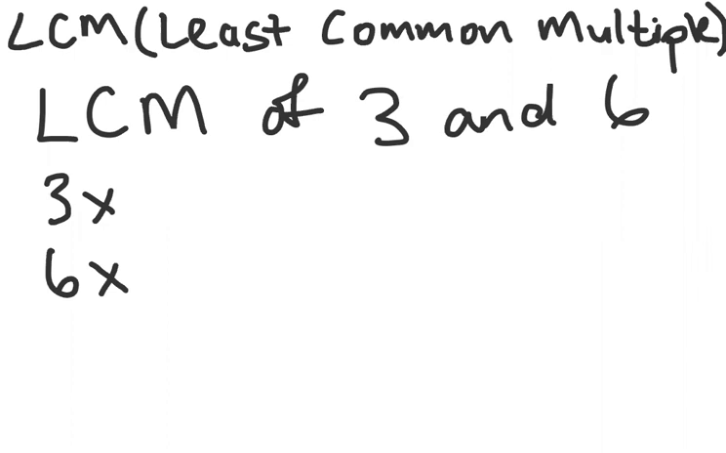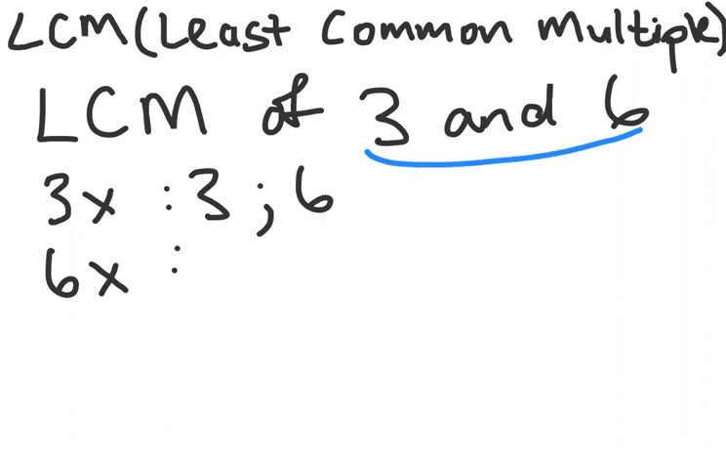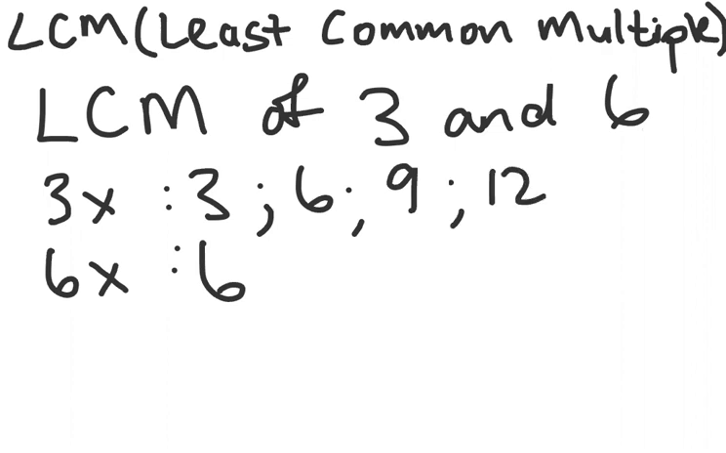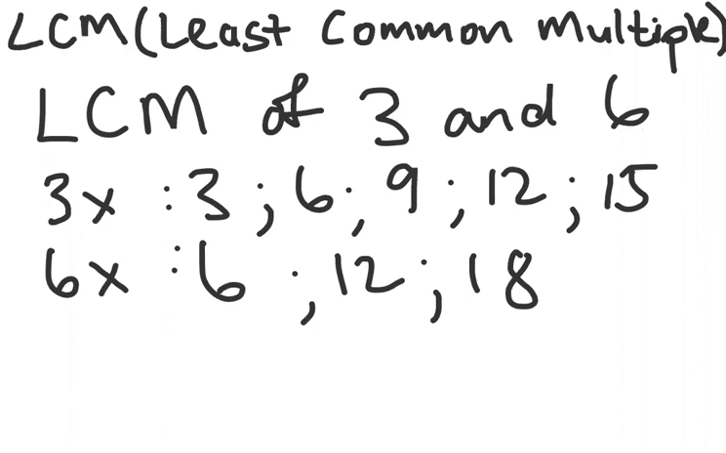So let's do both. The 3 times table is 3 and then 6. I'm going to stop there because between 3 and 6, 6 is the biggest number. And you do the 6 table, you just get the 6. You can go on if you want to: 3, 6, 9, 12, 15. This one is 6, 12, 18, but you don't need to go so far because we are working with the least common multiple. So you only need to look at the smallest number.